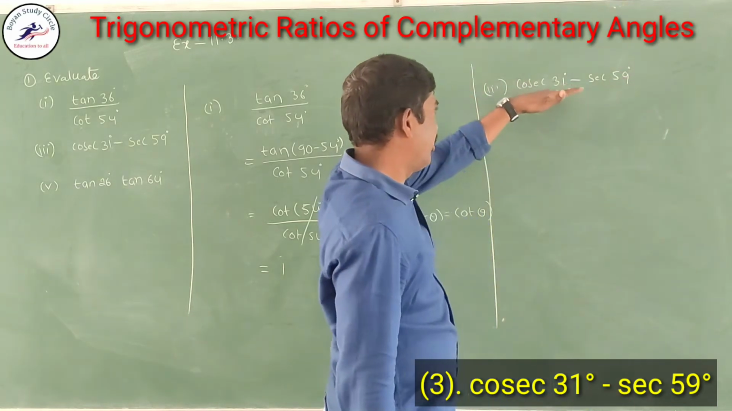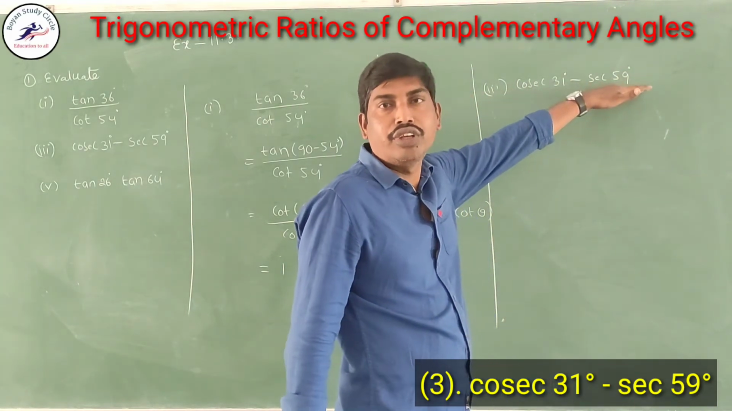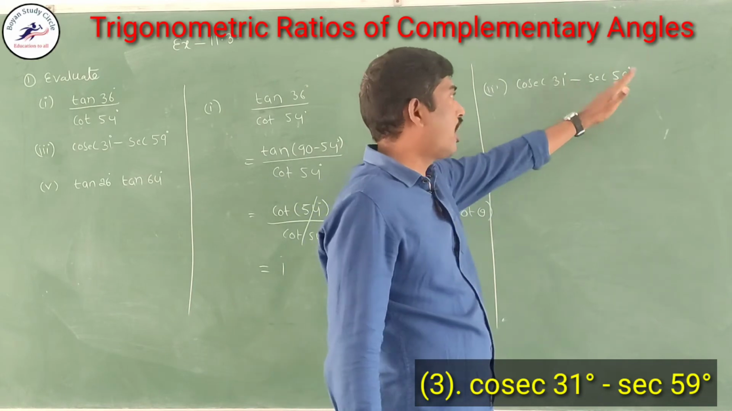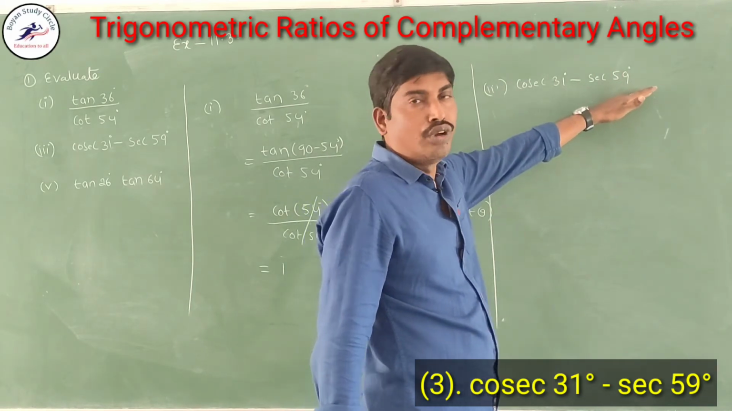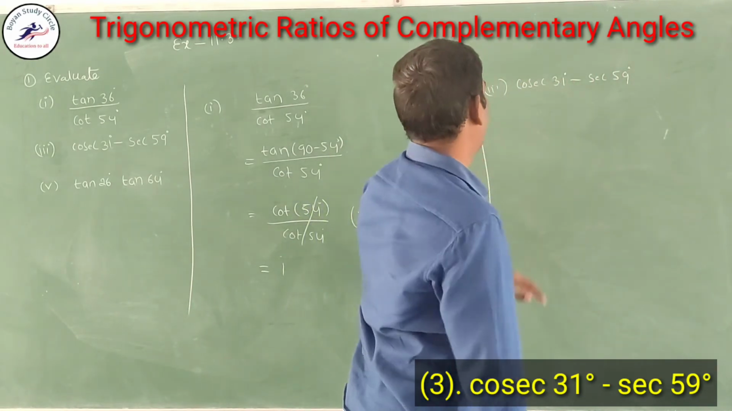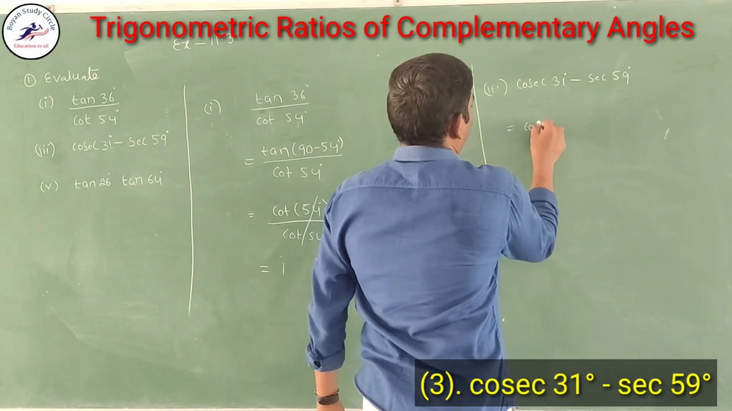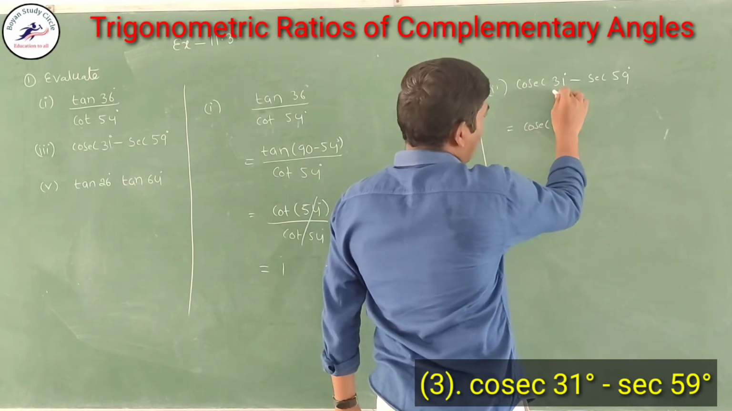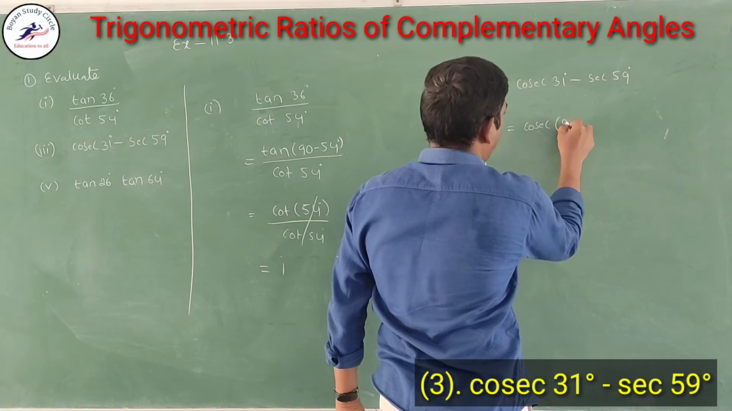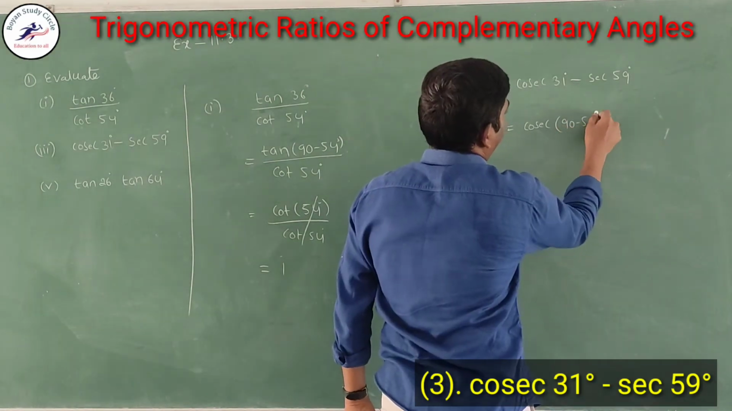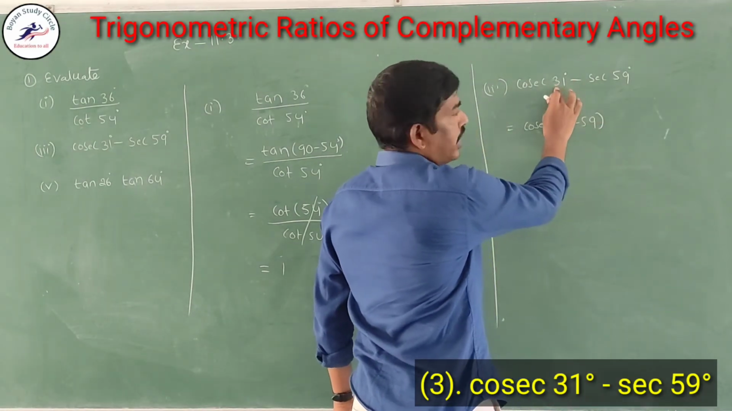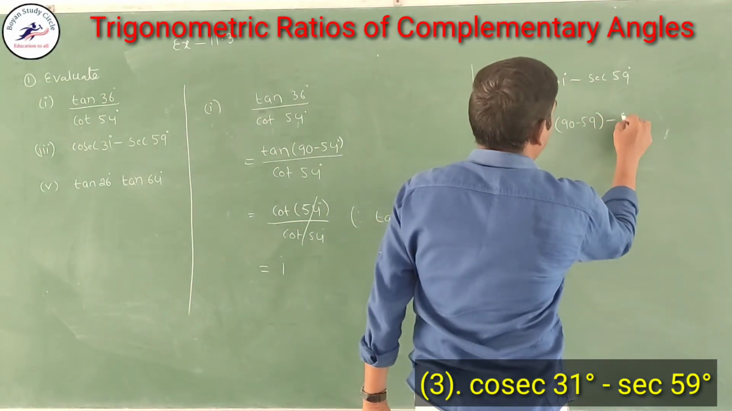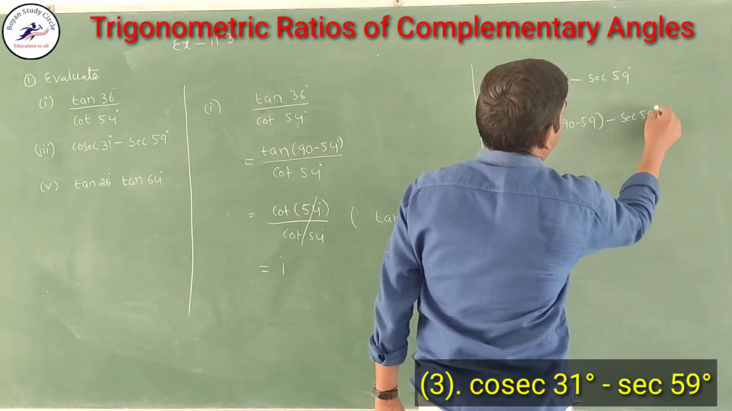See here, 31 plus 59, that is also equal to 90 degrees. These two are also complementary angles. So we are going to change the first one. So that is equal to cosecant of 31, I am going to write 90 minus 59. 90 minus 59 is equal to 31 degrees minus secant 59 degrees.